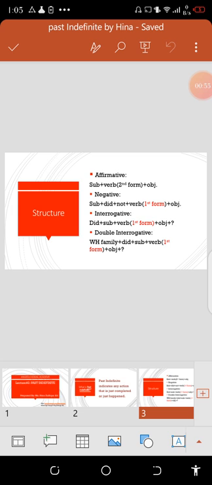If we talk about the structure, we are discussing here affirmative, negative, interrogative, double interrogative. In affirmative, it's very simple. It's neither negative nor interrogative. So the simple structure is subject, verb second form, and object.